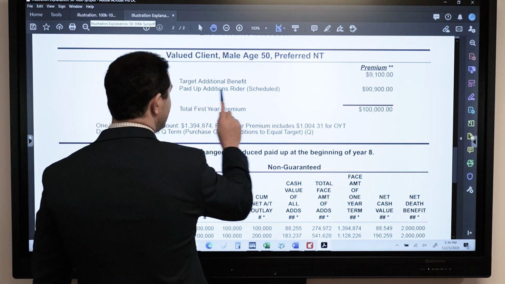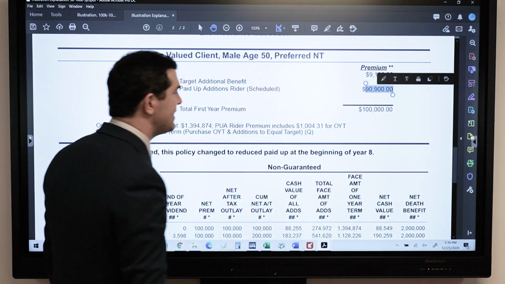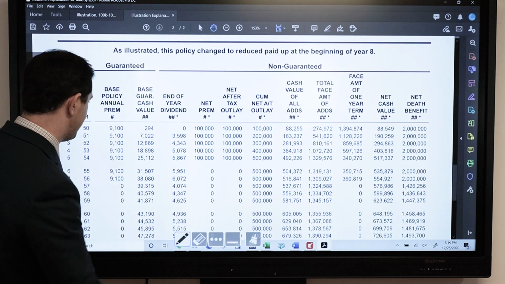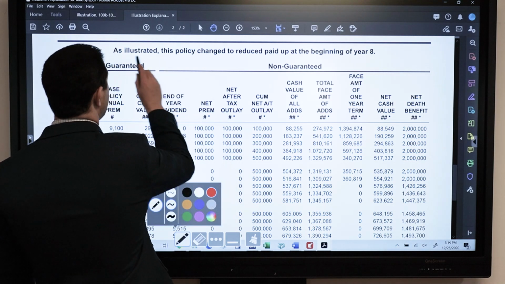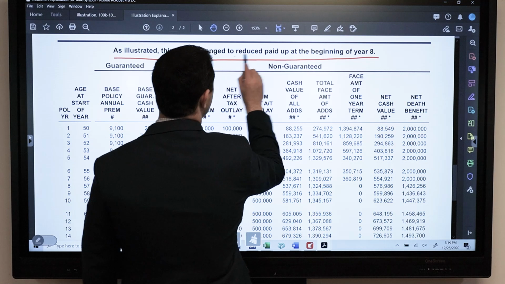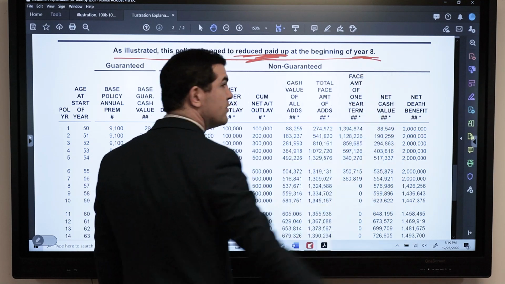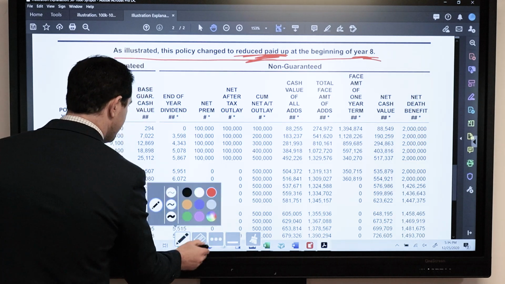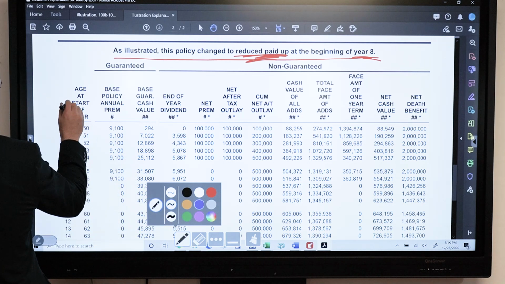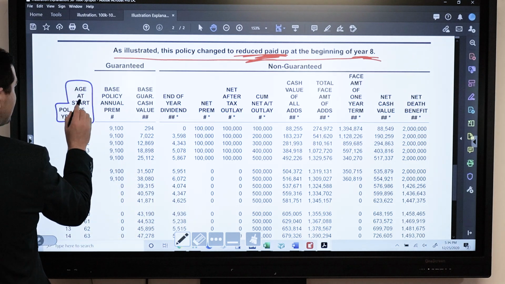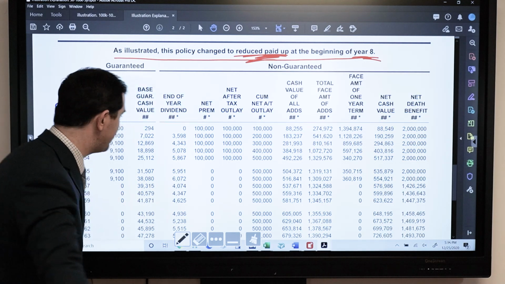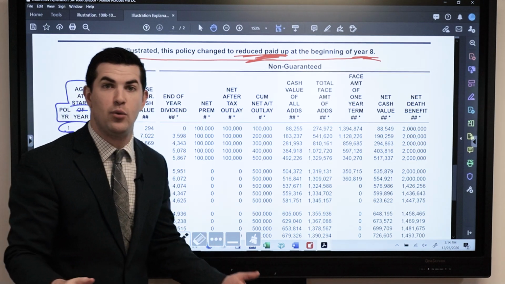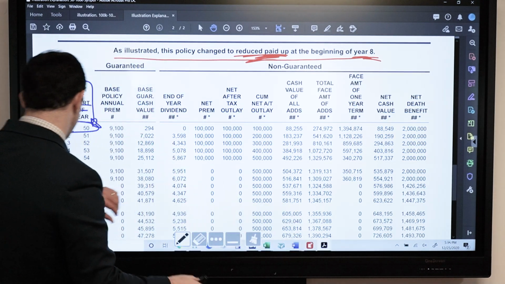Almost forgot the most important piece, paid up additions, just over $90,000. So as we look at this guy, a couple things we'll see. As illustrated, policy changed to reduced paid up beginning of year 8 in this example. So exercised the same reduced paid up option, but a bit earlier, and we funded for 5 years. So policy year and age at start of each year. So this is a 50-year-old male. The only difference is year 1, it reads age 50 instead of age 51, like the last illustration we just saw.